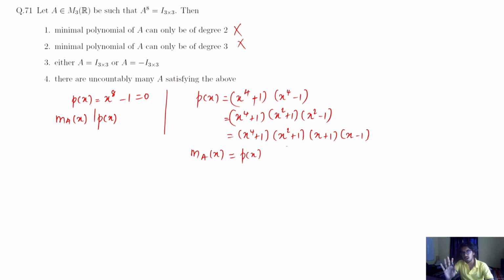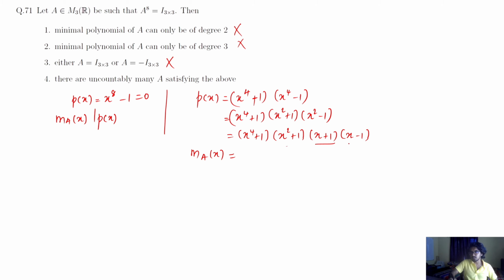Option 3 claims that the matrix A has to be either the identity or minus identity. It is not so, we have seen. With this ideology itself, it is clear. Sorry, this cannot be the minimal polynomial p of x, since the matrix is of order 3. This polynomial is annihilating this, and hence with this you cannot conclude anything. That is what I am coming to say.